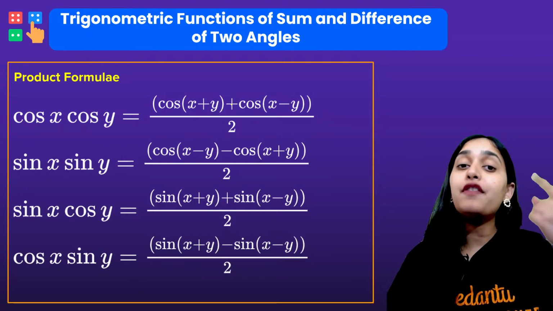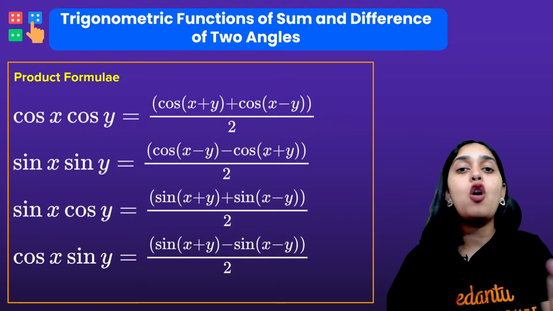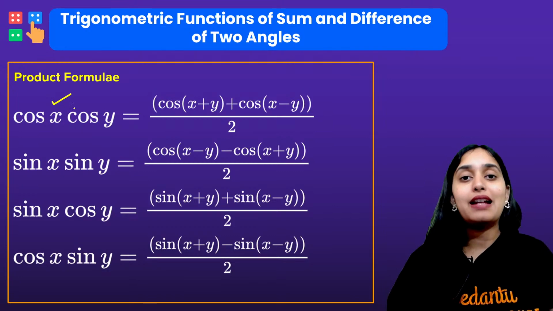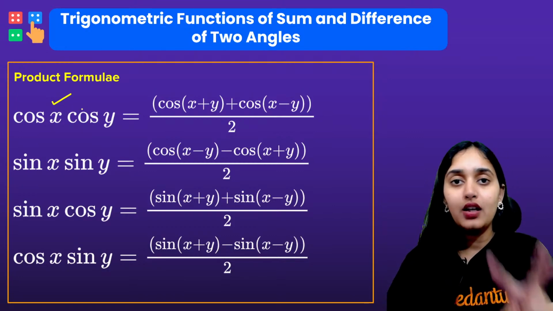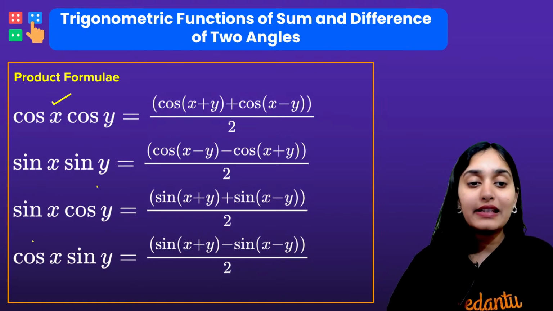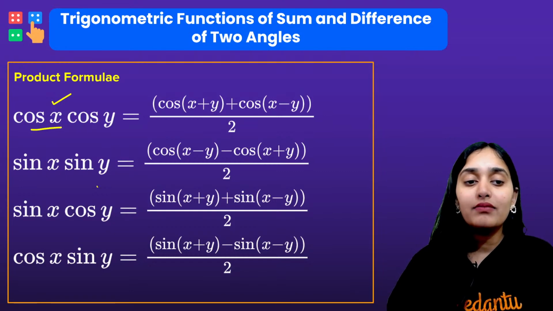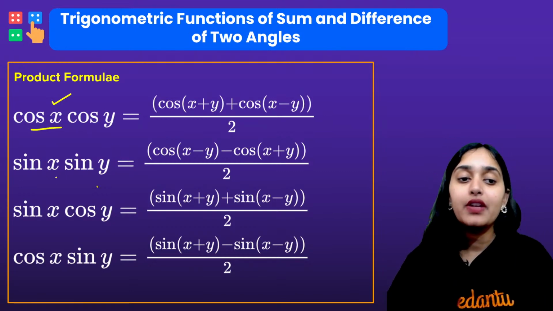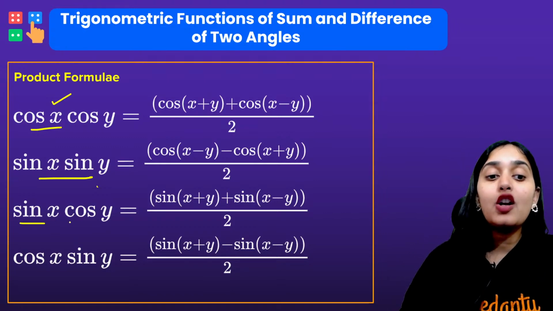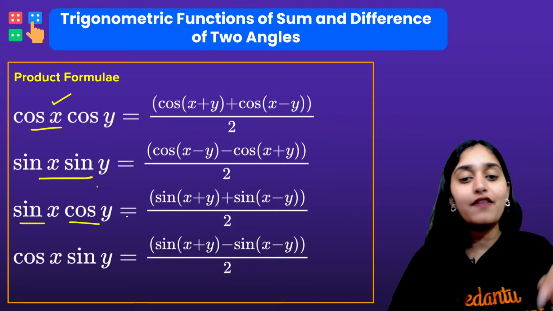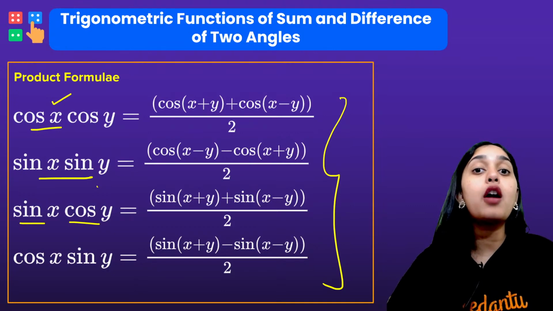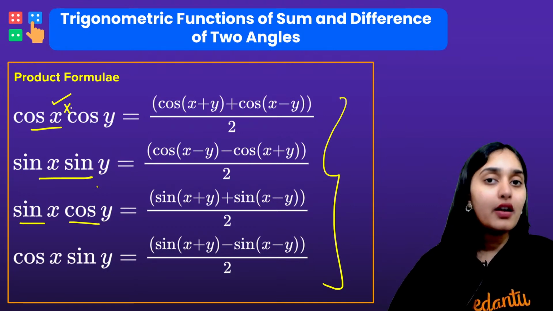Next, using the formula of sin(A+B) and cos(A+B), we have derived the formulas for cos X cos Y, that is cos A cos B, two different angles. Sin X sin Y, sin X cos Y, cos X sin Y. So if you have cos cos of different angles, sin sin of different angles, similarly sin cos of different angles, cos sin of different angles, these are the formulas that you have to use. These are basically the product formulas. Here you are finding out the product of two angles.